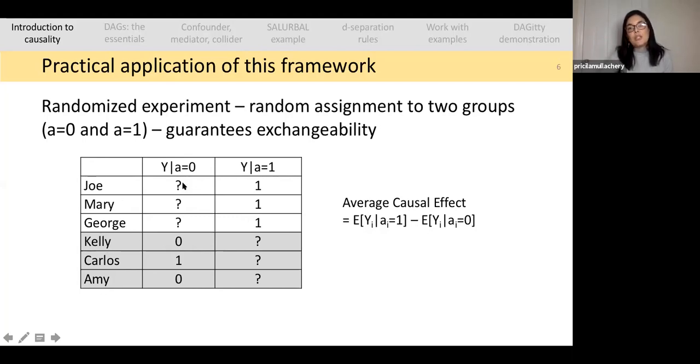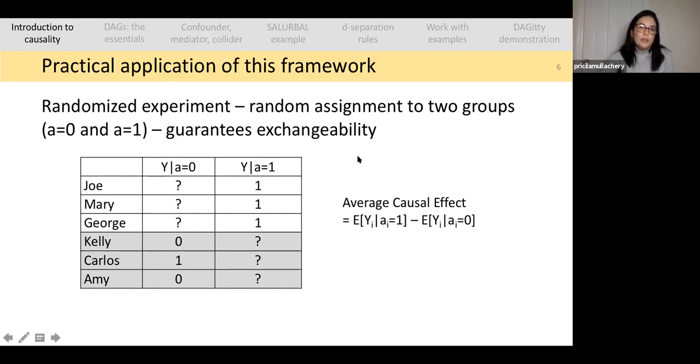But the problem is that we don't see their counterfactual, right? We don't see the potential outcome when they didn't take the treatment for these 3 people here on top. And we don't see the outcome that would be the case if they had taken the treatment. That means we can't calculate the individual level effects for each person like we could have done before. But we can still calculate the average causal effect because we have the average of those who had taken an aspirin and the average of those who didn't take the aspirin, right? So we can calculate again the average causal effect.